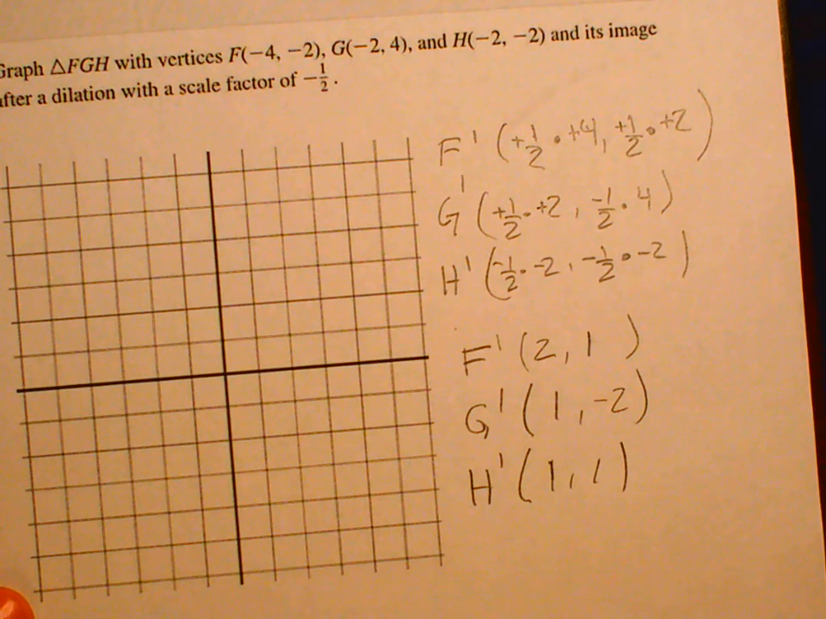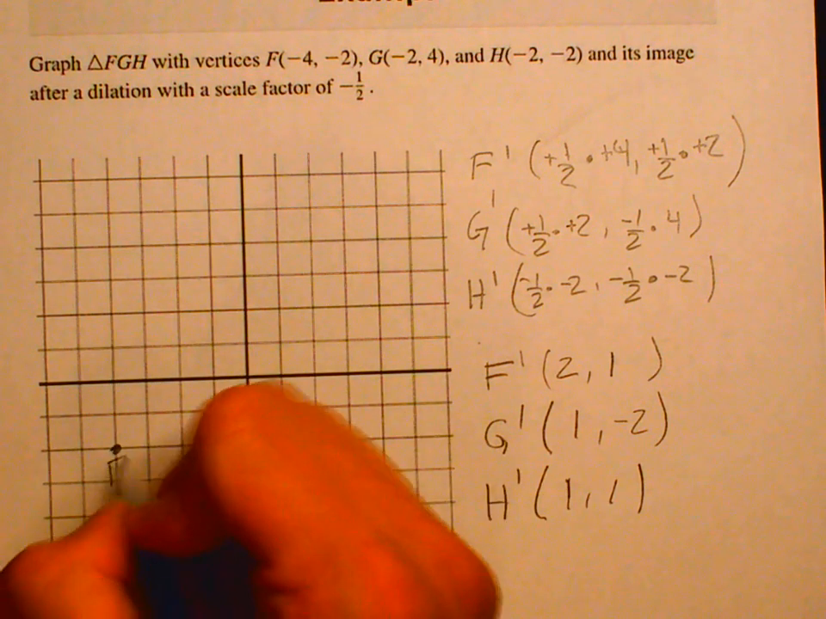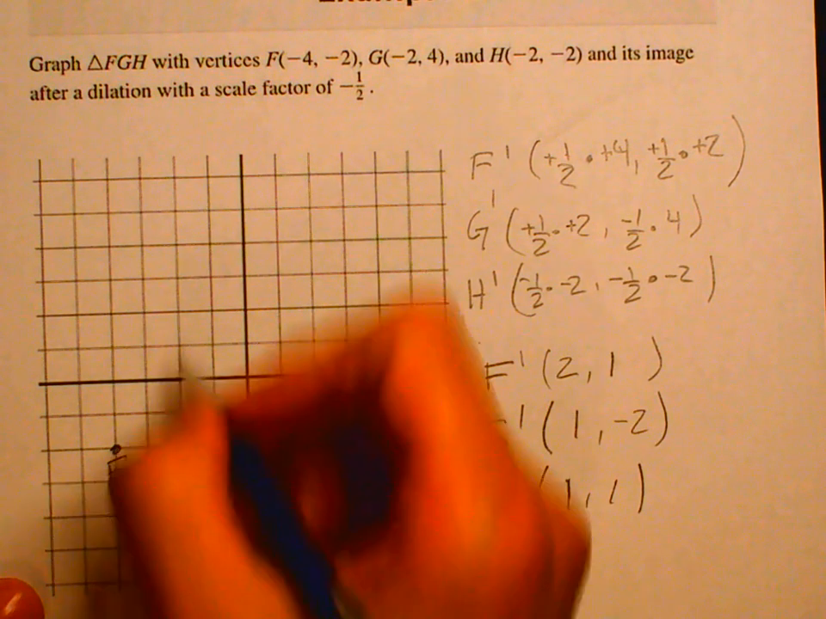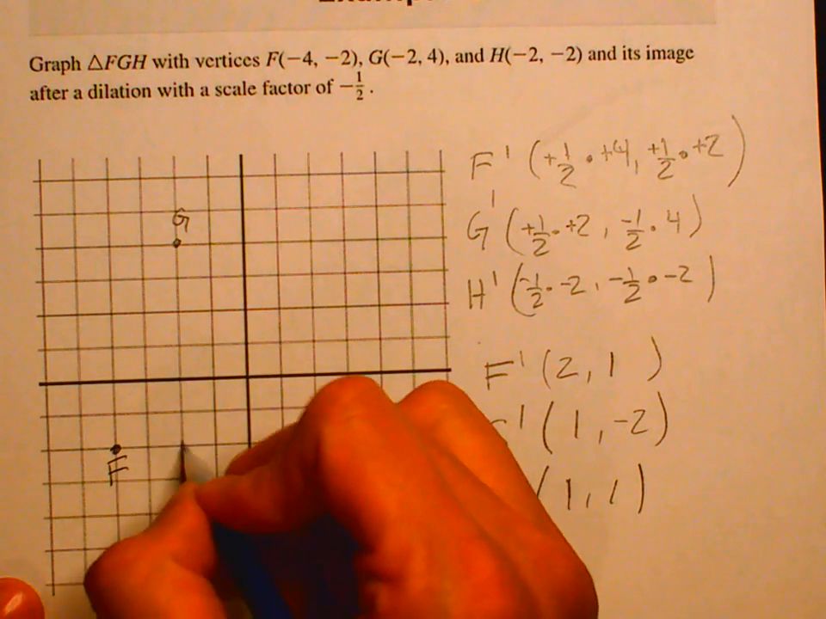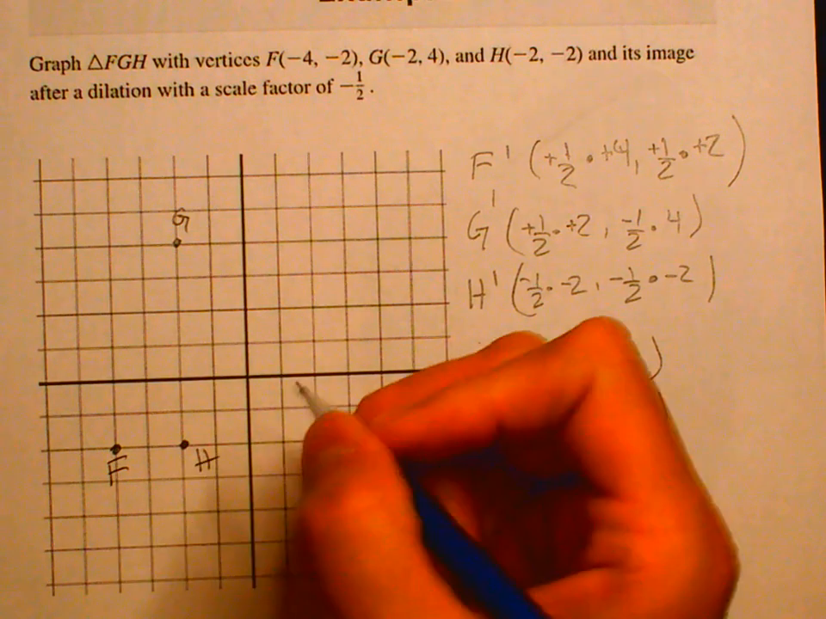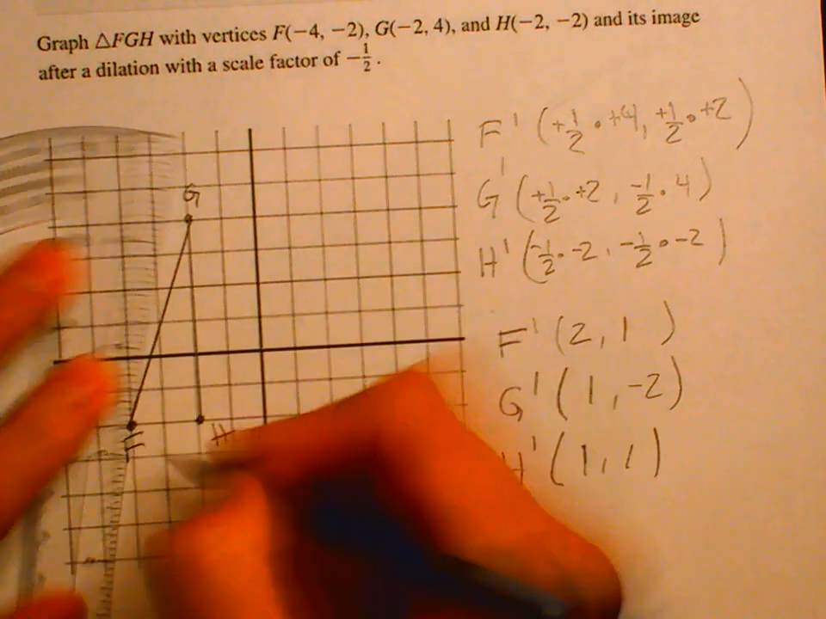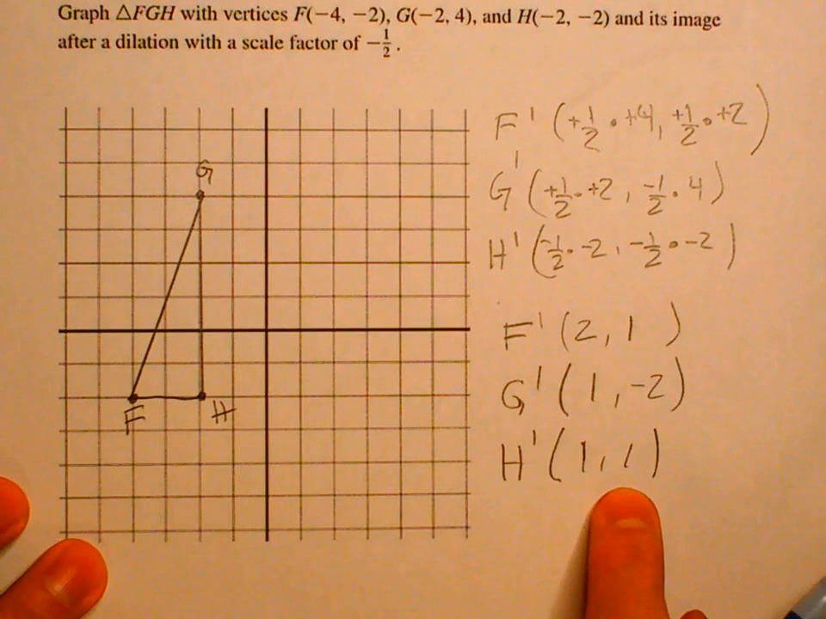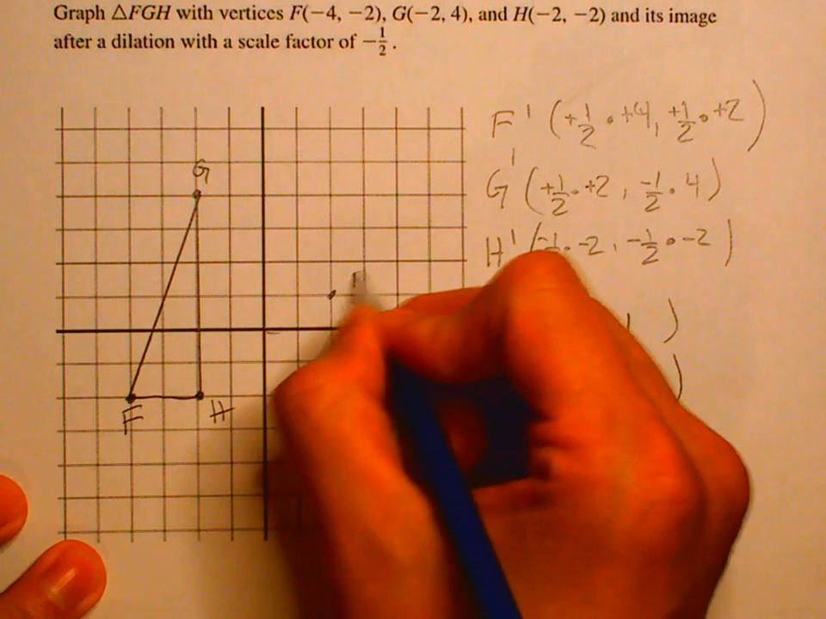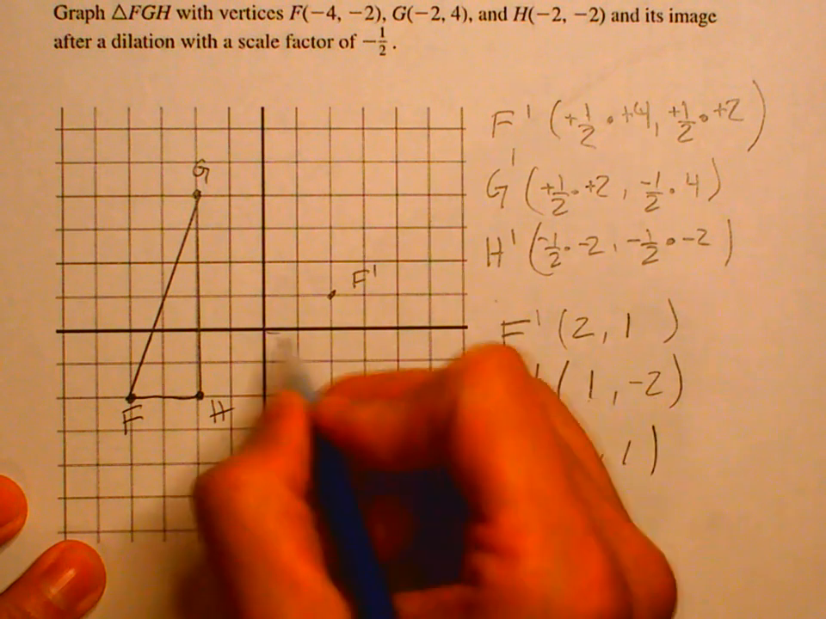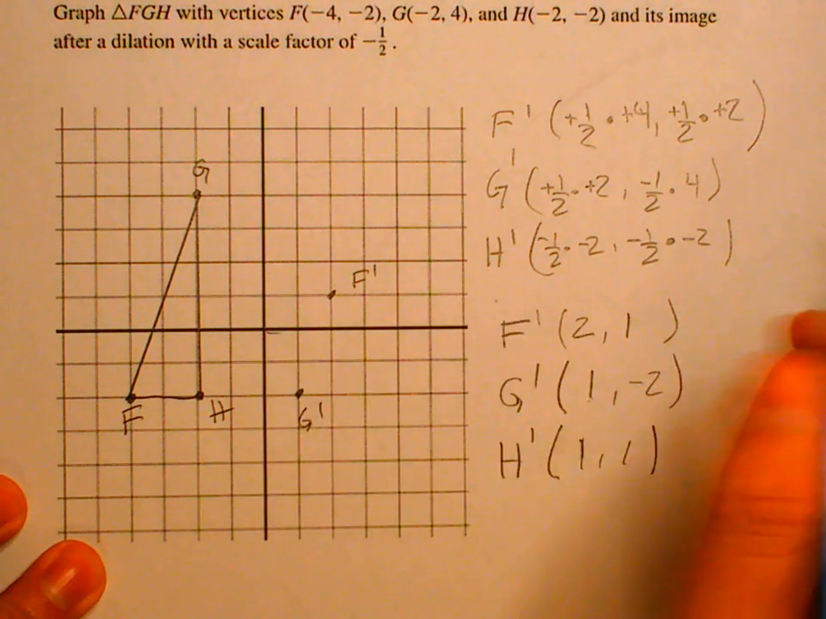Now all I have to do is graph. So F is negative 4, negative 2. G is negative 2, positive 4. H is negative 2, negative 2. Now that's the pre-image. So now we're going to graph this one. Okay, 2, 1, that's F prime. 1, negative 2, that is your G prime. And H prime is 1, 1.